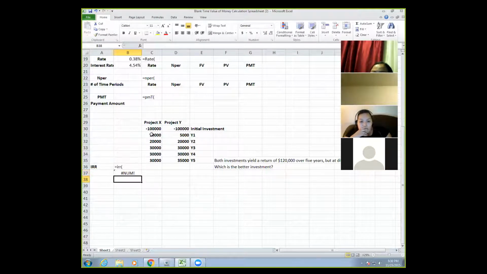Let's see something. Will it work if you do the whole range all in one shebang? Yeah, that's a good question. Let's see.